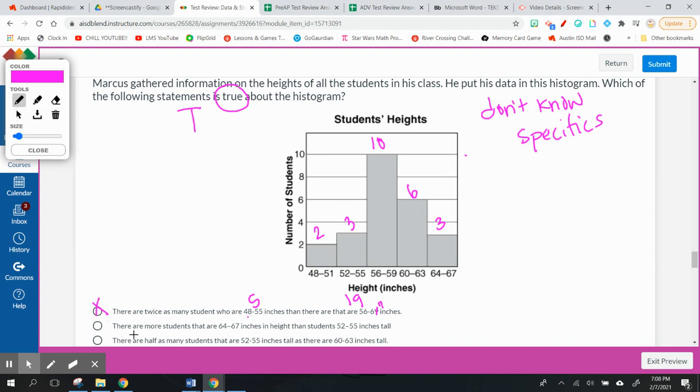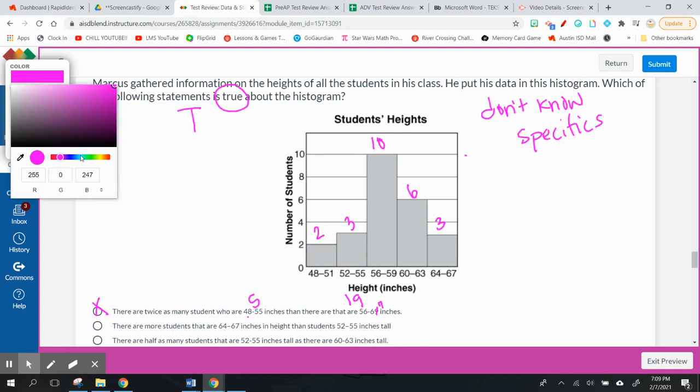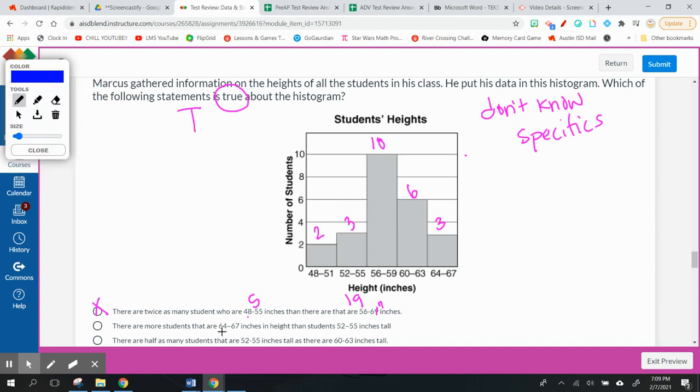Let's see the next one. There are more students who are 64 to 67 inches tall. Let me grab a new color for this one. More students, okay, that is 3 people, than students 52 to 55. Well, they're equal, so that's false. I want you guys to notice that the work I'm doing to prove or disprove these answer choices, it's not much, right? But I am showing my thinking by putting those numbers above the information in the question.